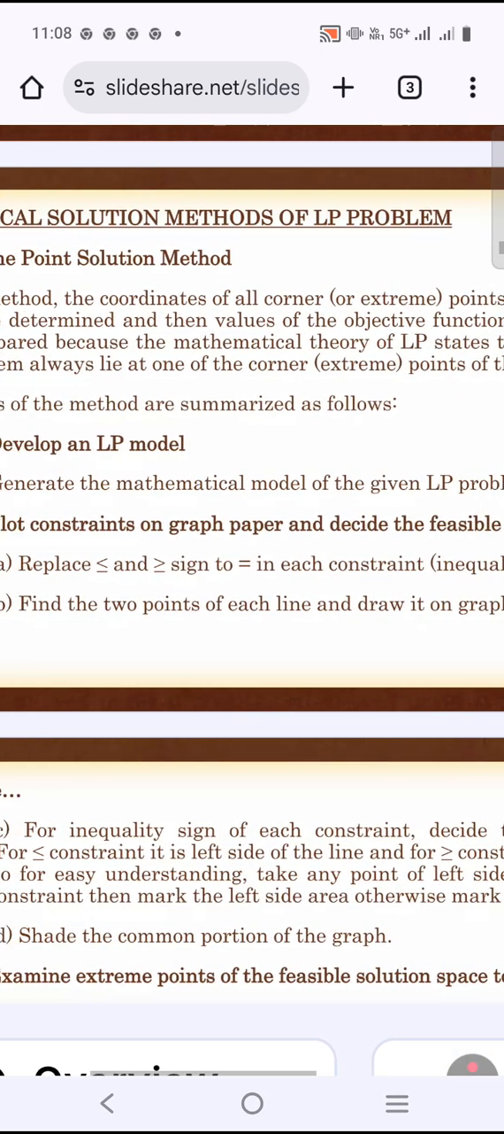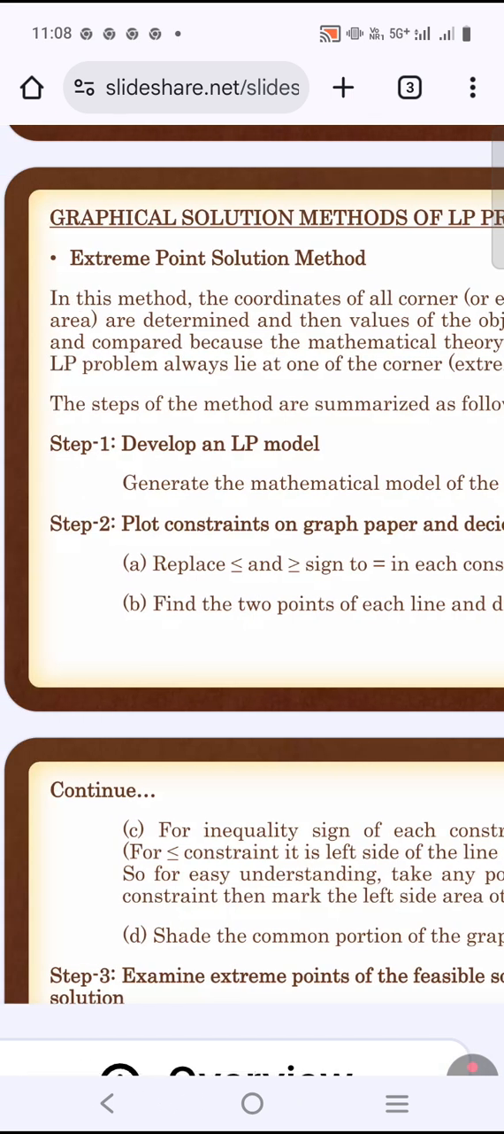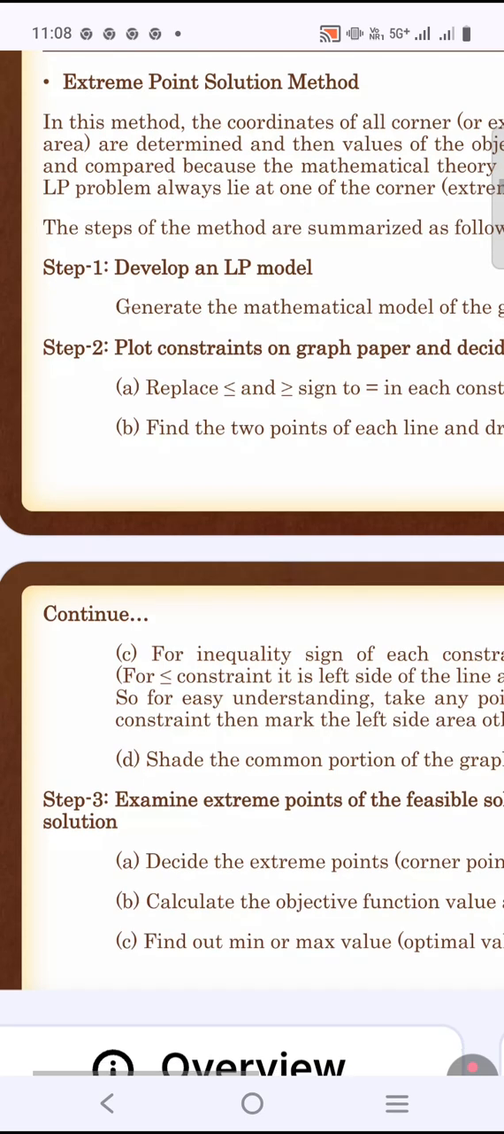The next topic is the graphical solution method of linear programming problem, that is, the extreme point solution. In the last lecture we saw the steps of the graphical solution method of a linear programming problem.